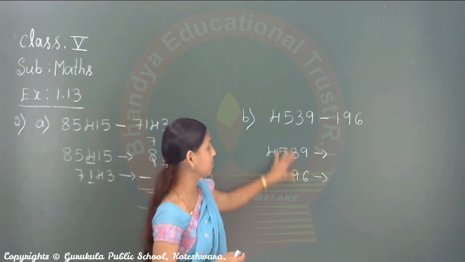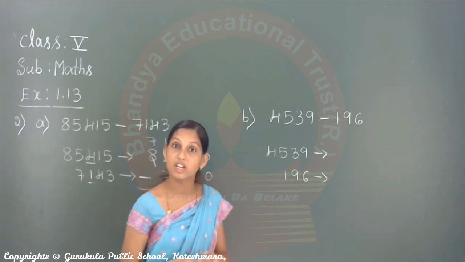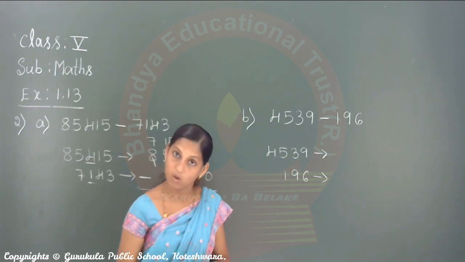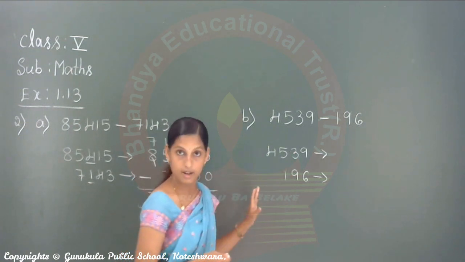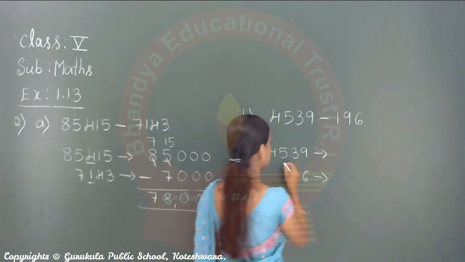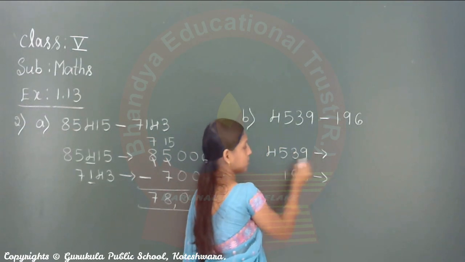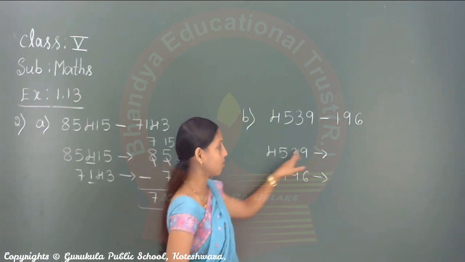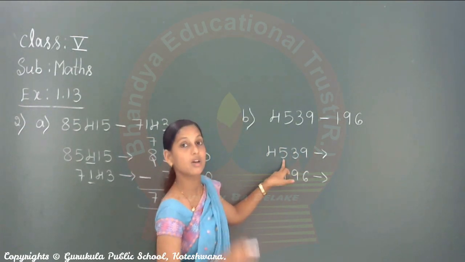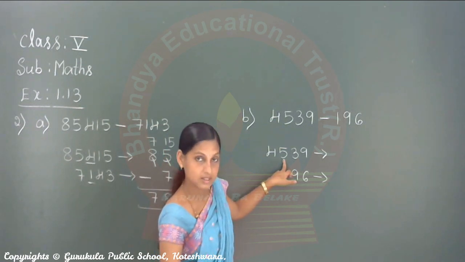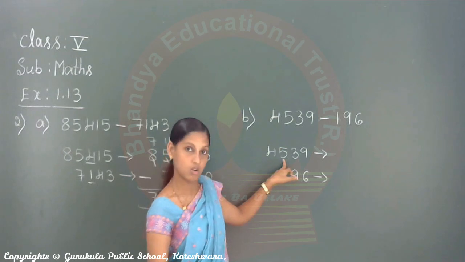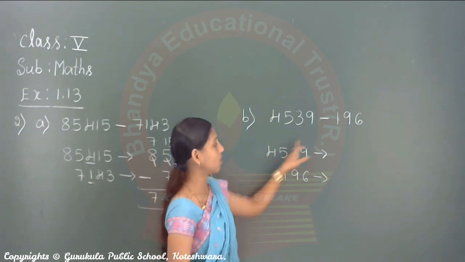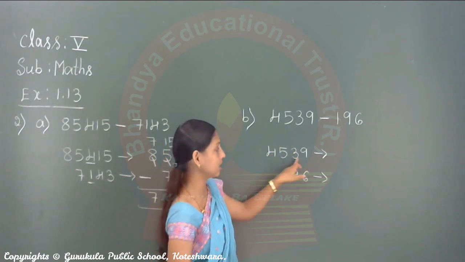So both the numbers we have to round off to the nearest 100. Rounding off to the nearest 100 means we have to see the tens place, one place less. That's it.